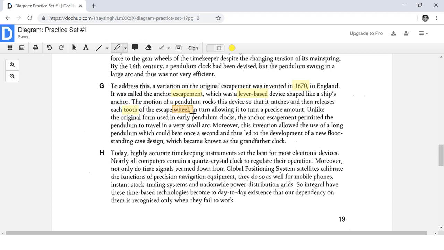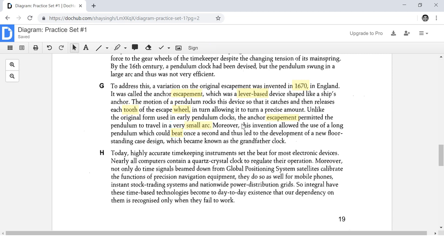Over here it mentions something about the wheel, which I know could be a description for what we saw in the diagram. Let's see, it mentions escapement here again. It mentions that small arc. I remember that that was another one of our keywords. And here it mentions beat.